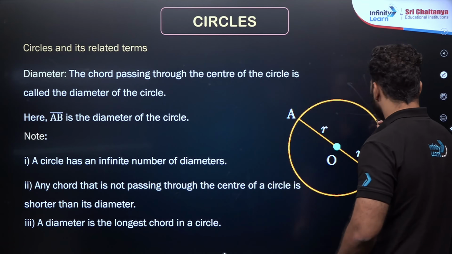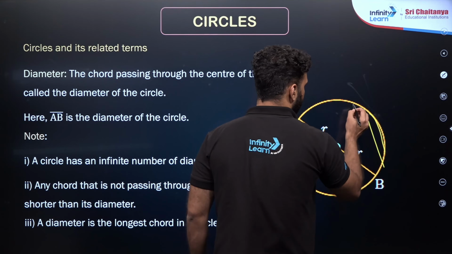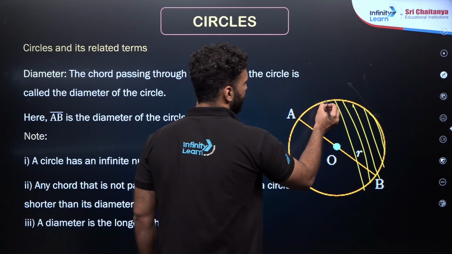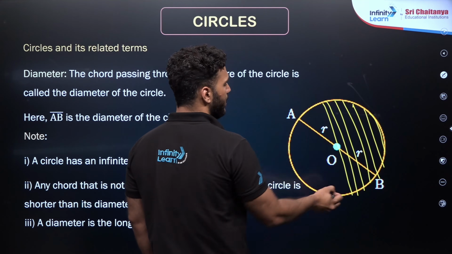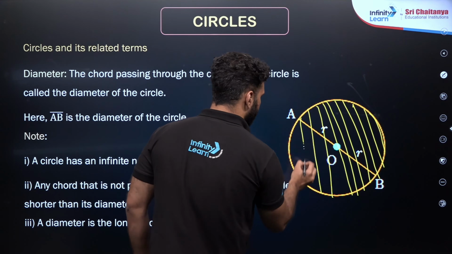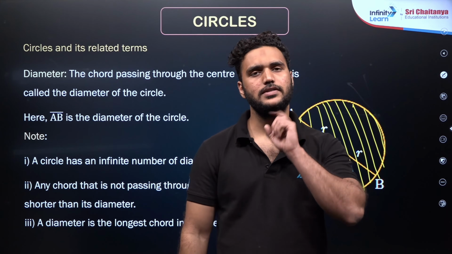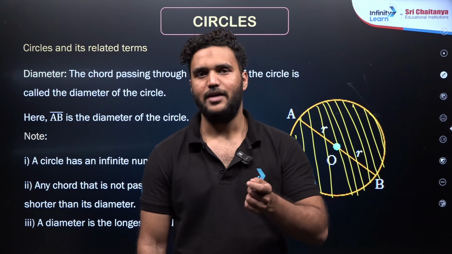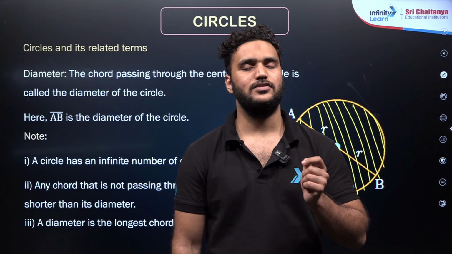For example, this is circle, this is chord, this is chord, this is chord. As you can see, I am going closer and closer to the center. The length of this chord is increasing, but after the center, this will decrease. So what is diameter? Diameter is the longest chord, or a chord of a circle which passes through the center. Diameter is a chord which passes through the center.